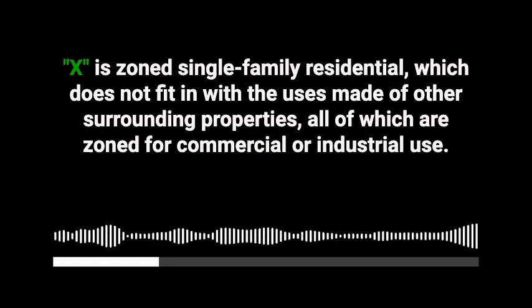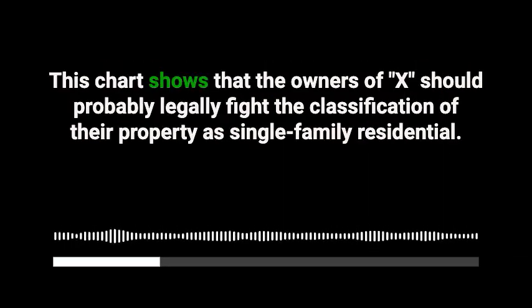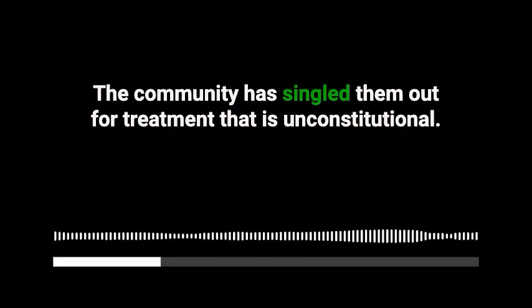Spot zoning. X is zoned single-family residential, which does not fit in with the uses made of other surrounding properties, all of which are zoned for commercial or industrial use. This chart shows that the owners of X should probably legally fight the classification of their property as single-family residential. The community has singled them out for treatment that is unconstitutional.